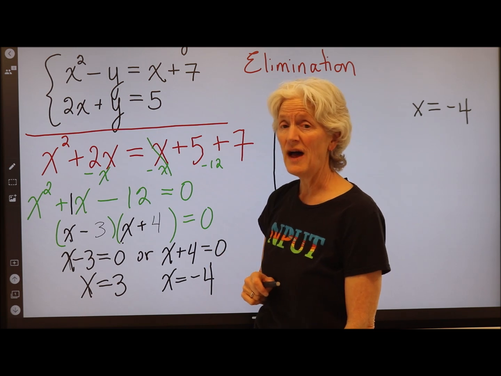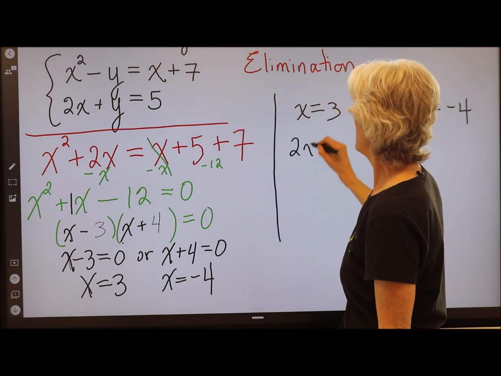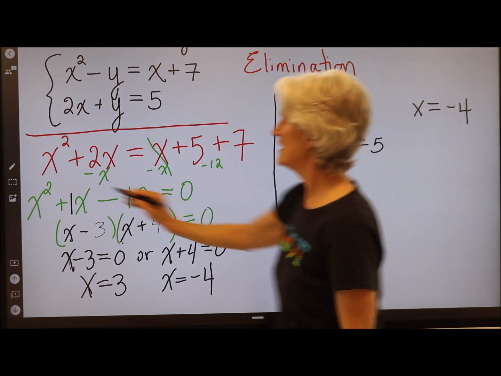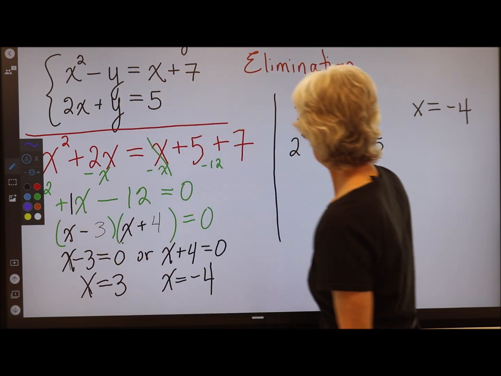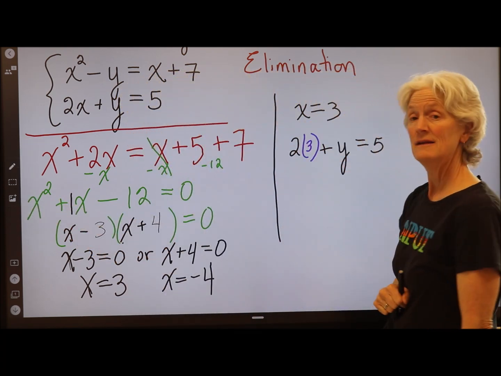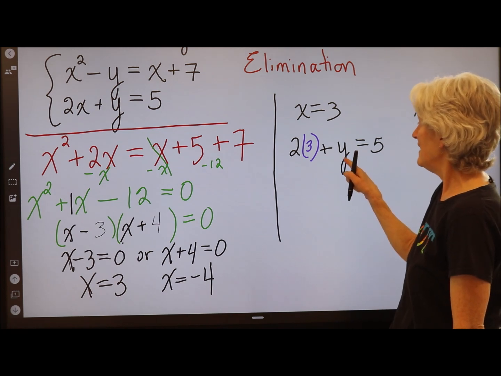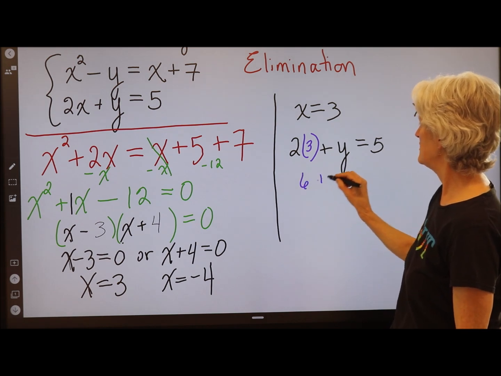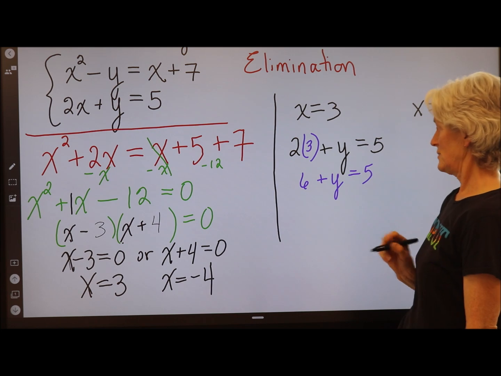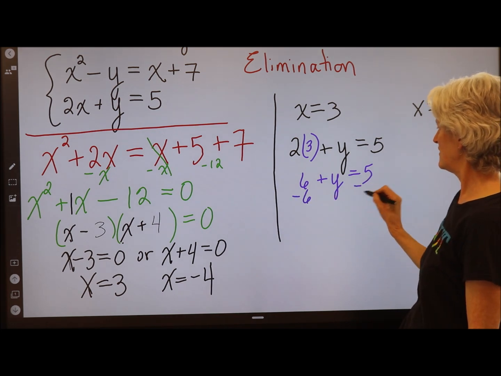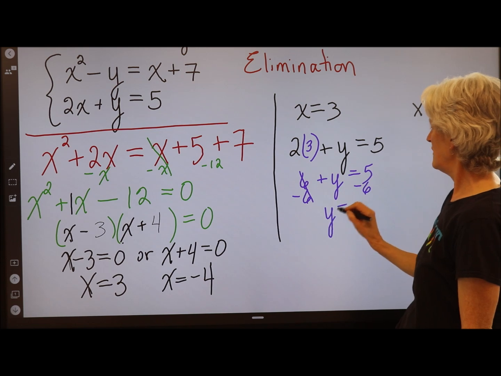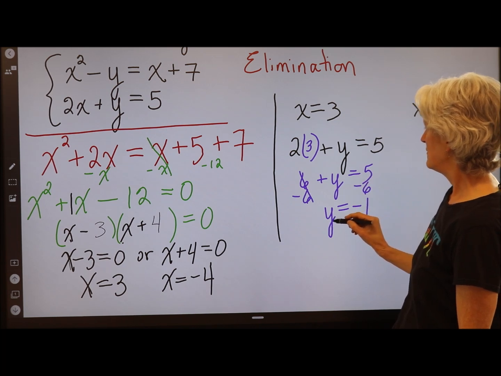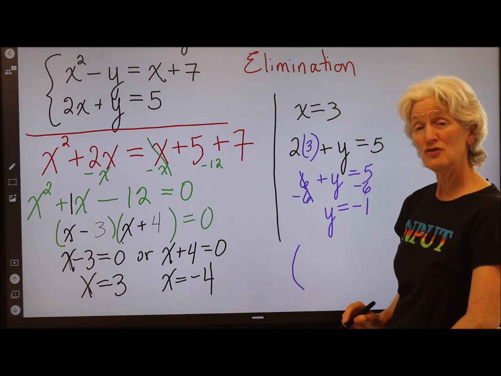2x plus y equals 5. Let's do a little color coding here. I'm going to sub in that 3 and find the y that goes with that x equals 3. So let's see, I'm just going to solve this equation. To get y by itself, I'm going to subtract 6. So I'm pretty sure that when x equals 3, my y equals negative 1. So I found one of my solutions to my system.